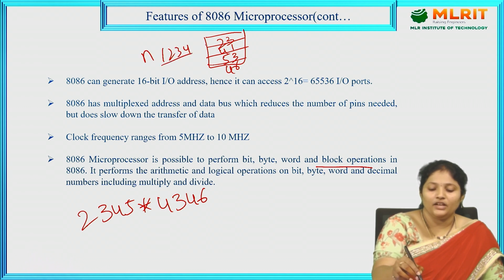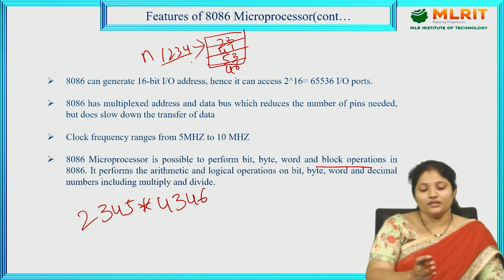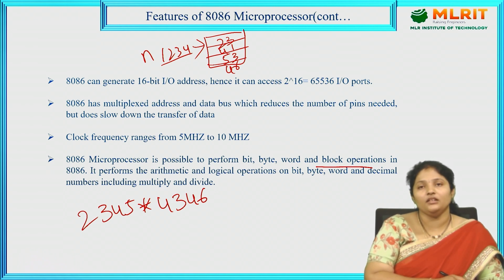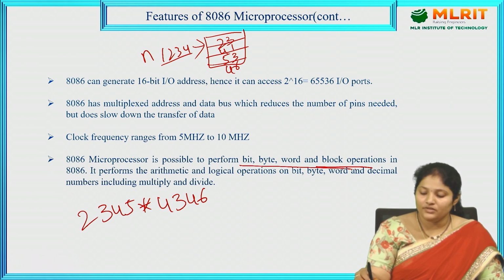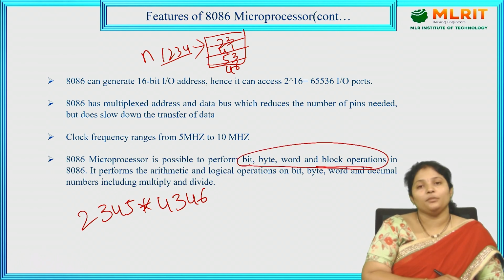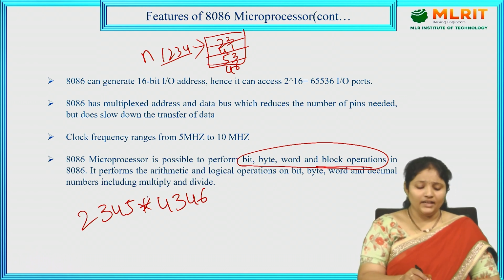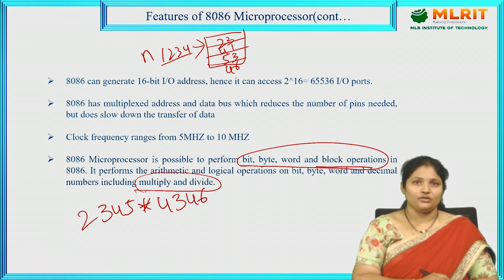If this is the unique address of this location, I could fetch the data which is present in the microprocessor by giving the unique address. This can be block addressable or block operatable. So 8086 is a microprocessor which can be operated using bit, byte, word, and block operations. The arithmetic and logic unit of the 8086 performs arithmetic and logic operations. It can perform multiply and divide operations also.